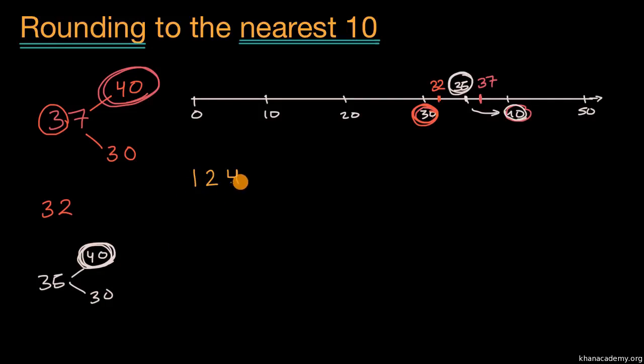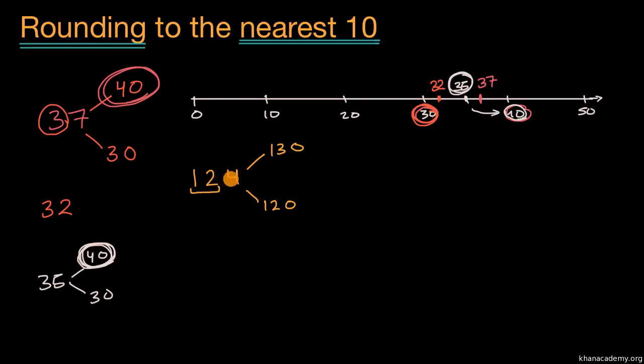Well, there's a couple of ways that you could think about this. You could say that this is 100, 2 tens, and 4 ones. Or you could even view this as 12 tens and 4 ones. So you could say, hey, this is in between 12 tens and 4 ones. It's greater than 12 tens, which is 120, and it's less than 13 tens, which is 130. These are the two tens that are closest to this number.